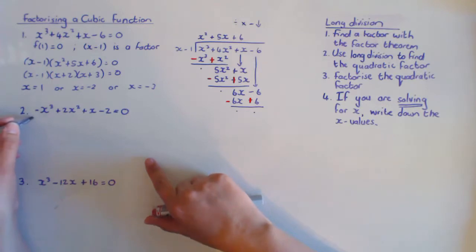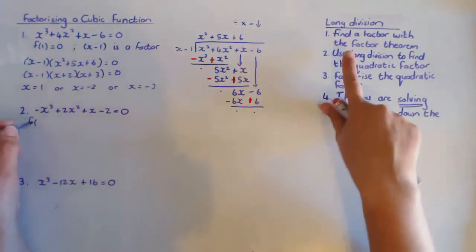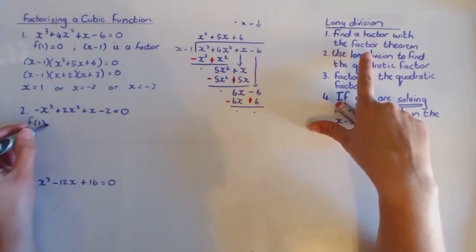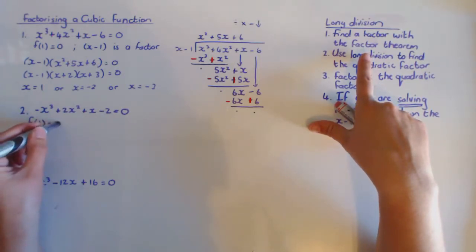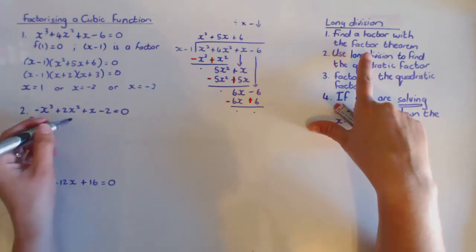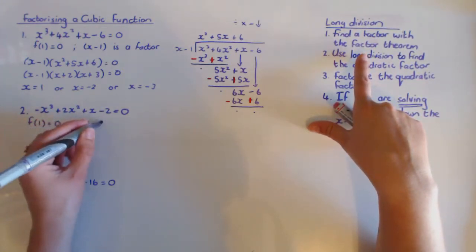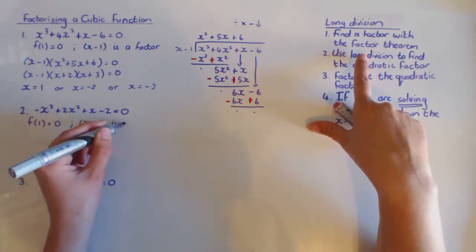So yet again, if you remember, I was doing the first step, finding a factor with the factor theorem, in the previous video, and I found that f of 1 was 0, so that means x minus 1 is a factor here.